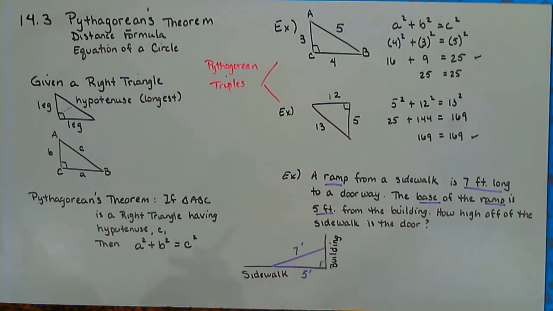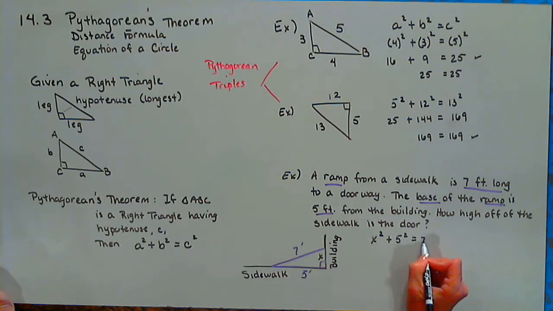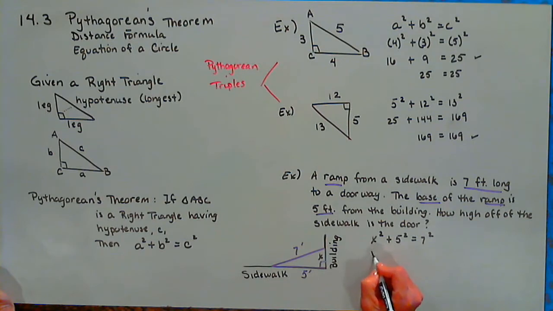How high off of the sidewalk is the door? So it comes into the door here. So I'm just going to call this X. Or I could have called it Y for going vertical, or I could have called it A or B, because you'll notice we produced a right triangle. So by Pythagorean theorem, we should get that x squared plus 5 squared equals 7 squared.